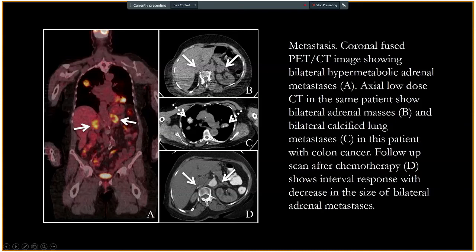This is a non-contrast enhanced CT that was a part of the FDG PET CT. After treatment, we find that the metastatic disease has calcified in the lungs, and also the adrenal nodules have now become smaller and calcified. So remember, mucinous tumors that arise from the GI tract can calcify, and tumors in general can calcify after treatment. That's what we are seeing here in lung metastases and in adrenal mets.